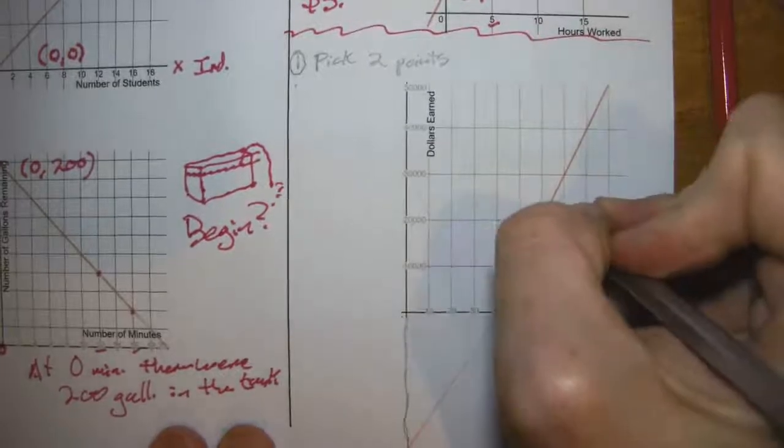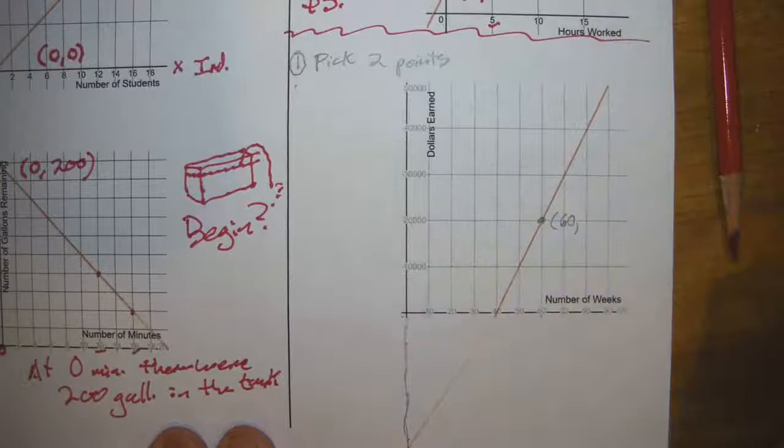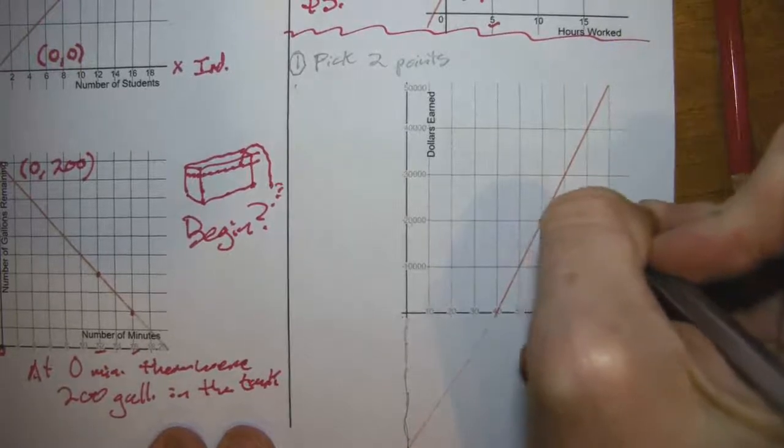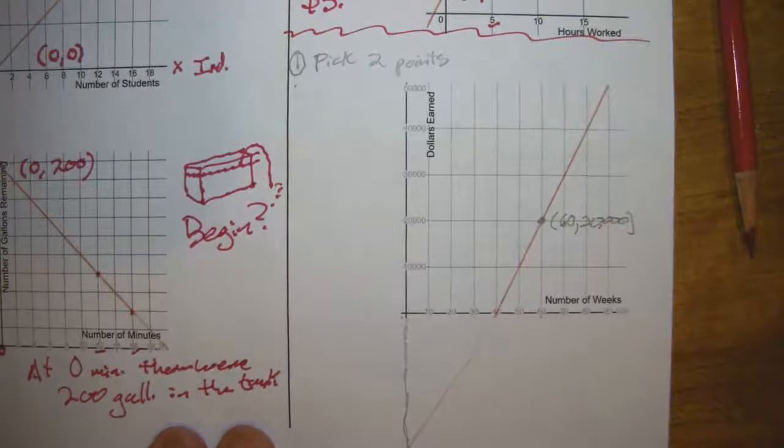So let's write that down. So this first point is at 60 weeks and $20,000. All right, cool. So that was an easy point to pick.